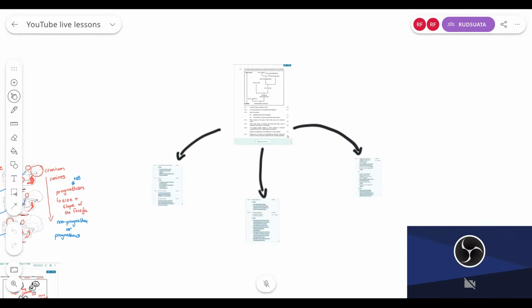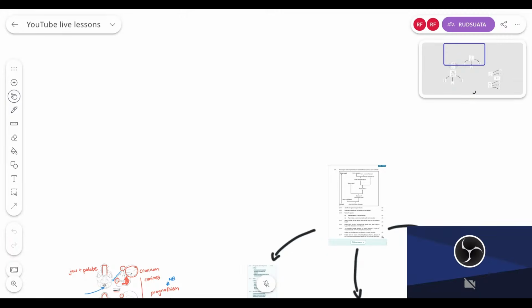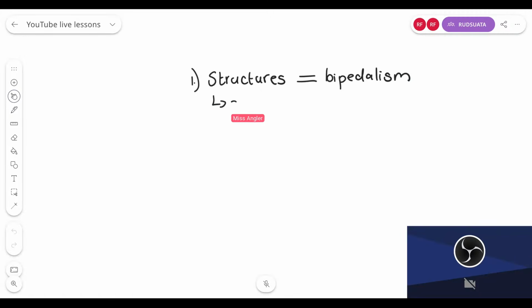Okay. Irvin wants to know, what actually should we concentrate on when doing human evolution? That's a great question. I'll make a list, shall I? And everyone can write it down. So when studying human evolution, I would focus on these things. Number 1, structures that led to bipedalism. So what structures are those? That is the spine, the hips, and most importantly, the foramen magnum.